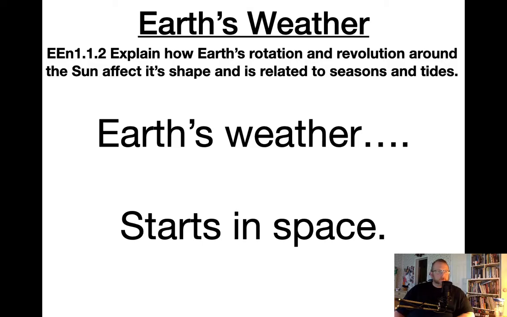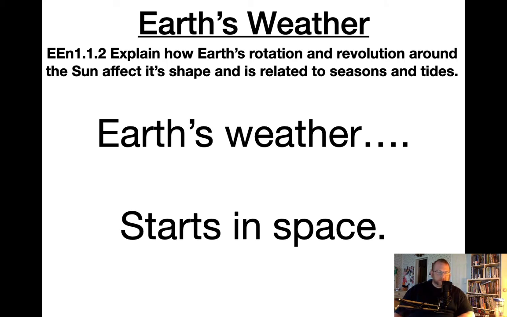Today we start the unit on Earth's weather, and it's going to seem a little strange because this first objective is actually a space objective. It has to do with the Earth's rotation, its revolution around the sun, and how those things affect its shape and how that's related to the seasons and the tides. Well, and that's important because seasons are part of weather. So when we start with weather, we have to start with the idea that Earth's weather starts in space.